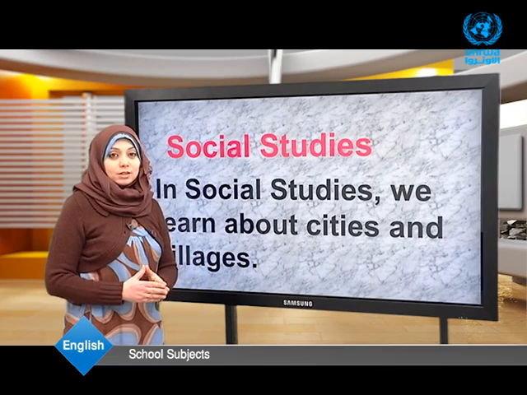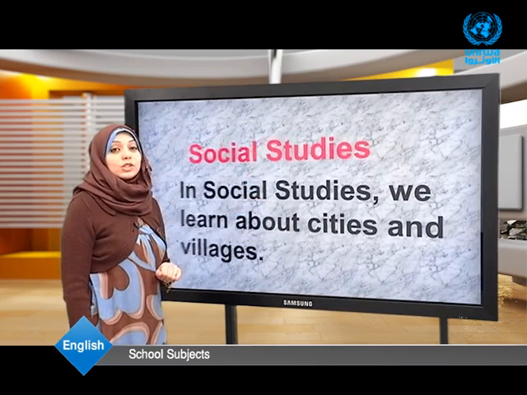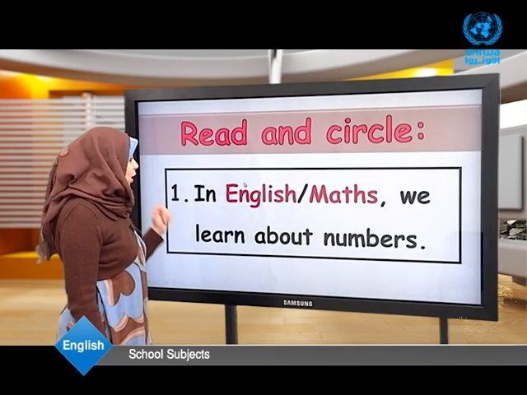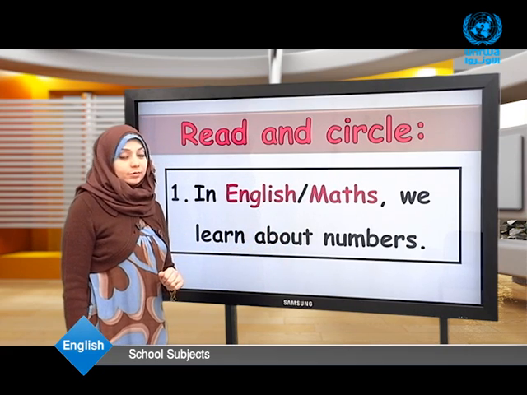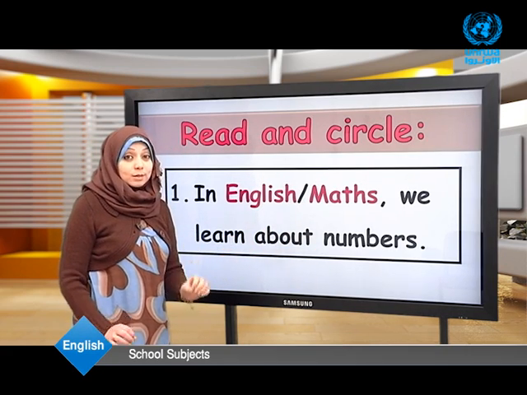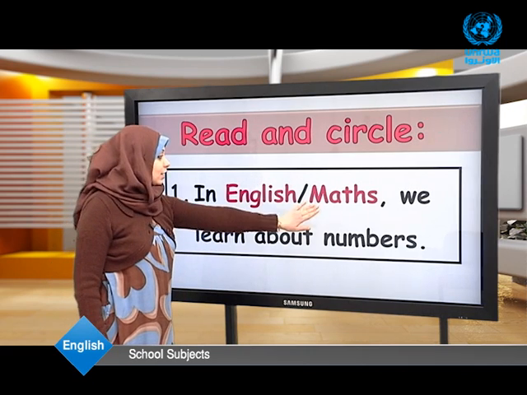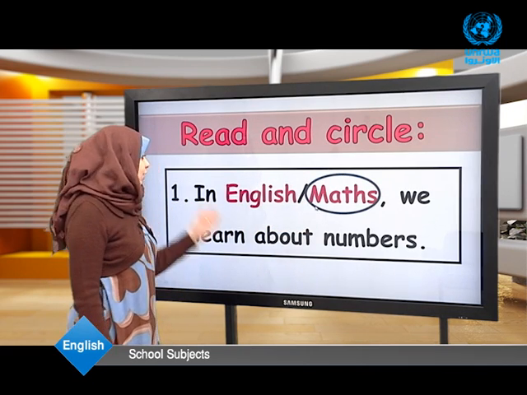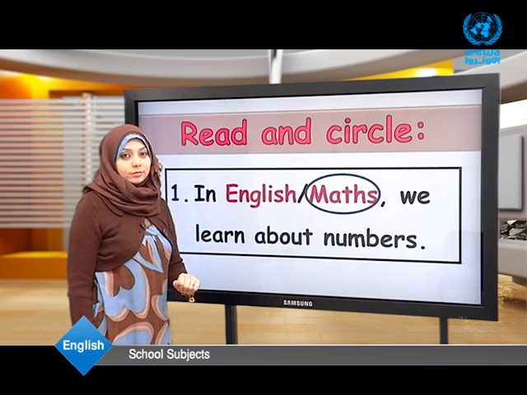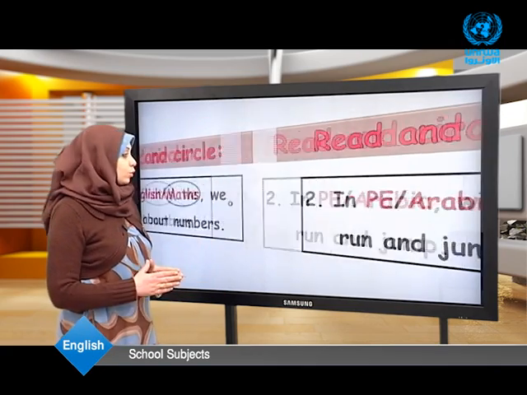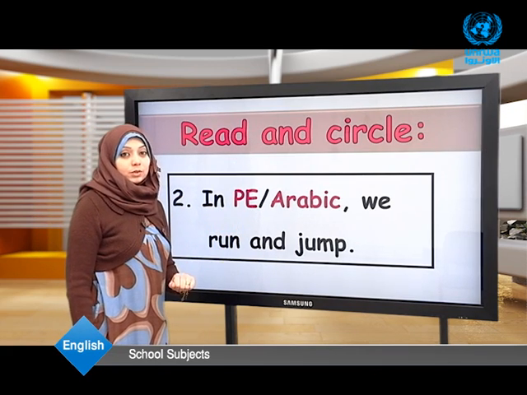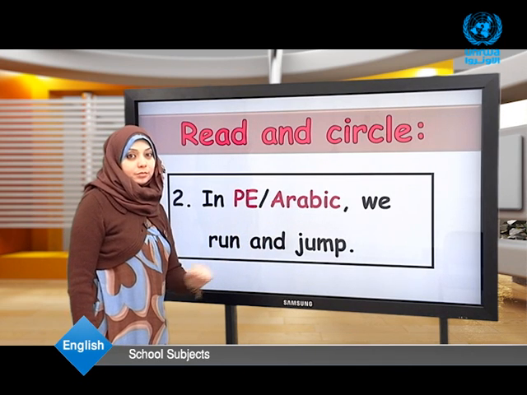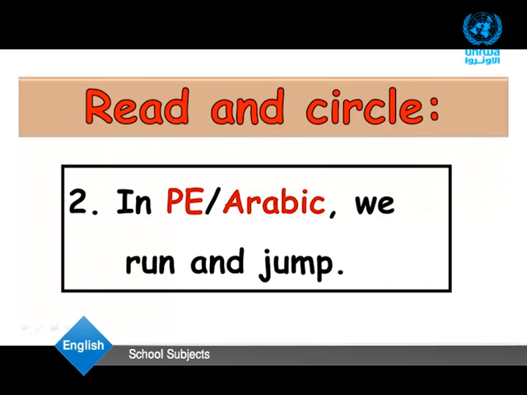Thank you very much. Now let's practice with this activity, which is read and circle. Number 1, in English or in maths, we learn about numbers. Here we have numbers, so the correct school subject is, very good, it's maths. Again, in maths, we learn about numbers. Okay, let's see number 2. In PE or in Arabic, we run and jump. Look here, run and jump. Excellent. In PE, of course, in PE, we run and jump.